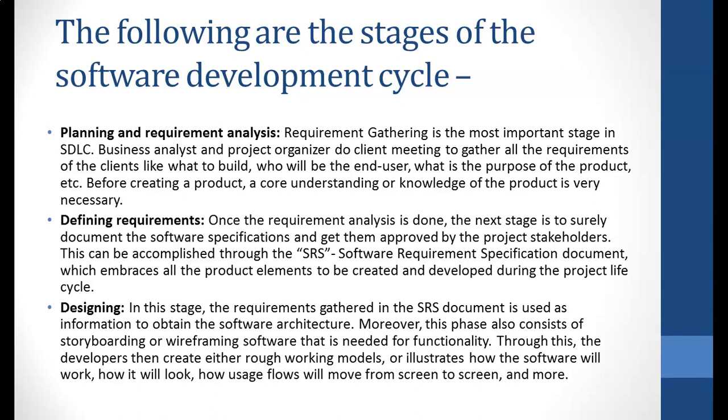Defining requirements. This is the second phase of the entire life cycle. Once the requirement analysis is done, the next stage is to document the software specifications and get them approved by the project stakeholders. This can be accomplished through the SRS, the Software Requirement Specification document, which embraces all the product elements to be created and developed during the project life cycle.